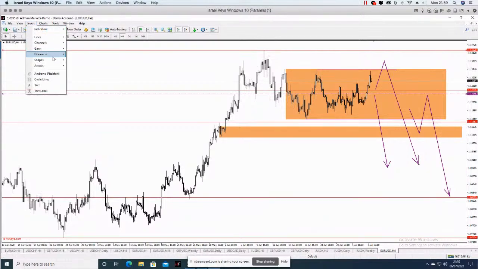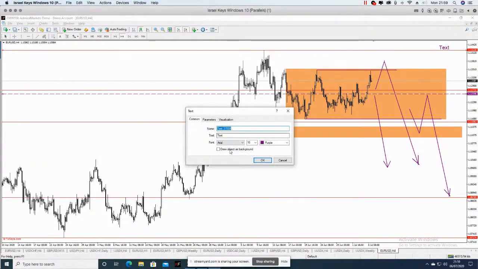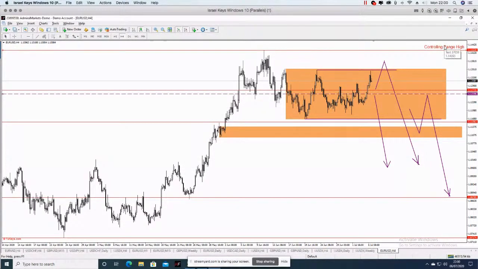So I wouldn't do this if this was just my chart, but because you guys are looking at it, I am going to do it. So that's the controlling range high. This down to 12 and also to red, right? That's the controlling range low.